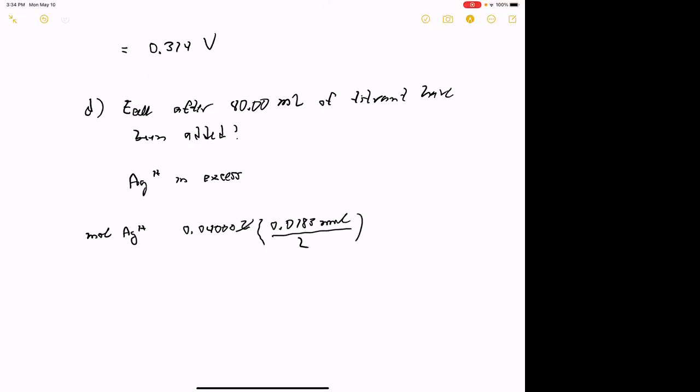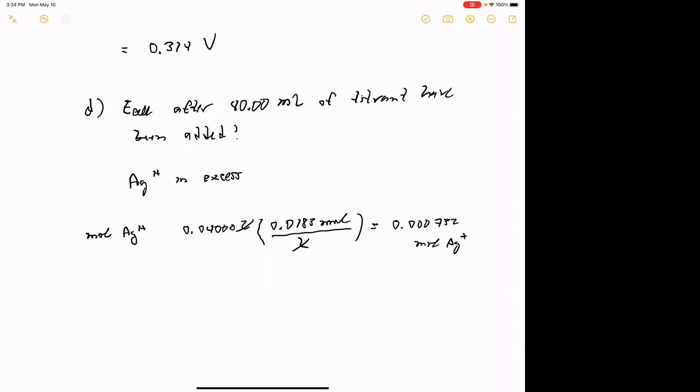All right, so liters will cancel with liters. That's going to give me moles. So we're just verifying here that the silver ion is going to be in excess. I get 0.123732 moles of silver ion. Okay, so that's the moles of silver ion I have available to me.